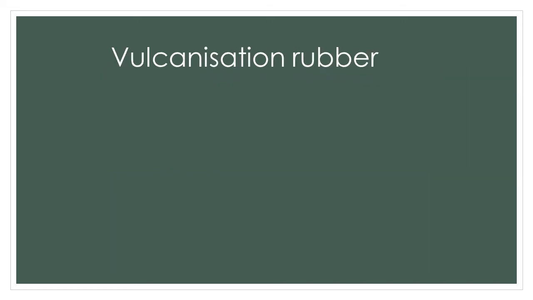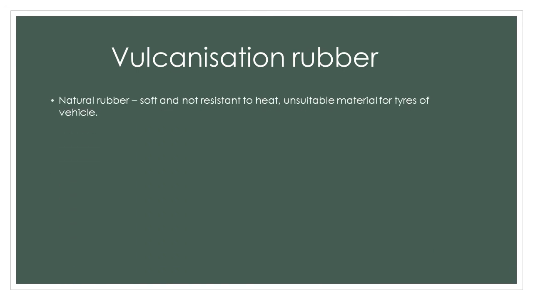Last one, we learn about vulcanization of rubber. This is a process. Vulcanization of rubber. You remember the word vulcanize, right? Vulcanize, or gunung berapi. Okay. Natural rubber, you know the properties of natural rubber is soft and not resistant to heat.